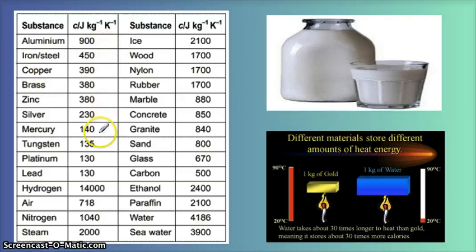And here's a column of specific heats. Look at the things that are lower: mercury, tungsten, platinum, lead. All of these are metals right here. Look at some of the things that are higher: water, ethanol, seawater. These are some liquids. Notice, interesting enough here, ice is made of water, of course, but ice has a much lower specific heat than water does.